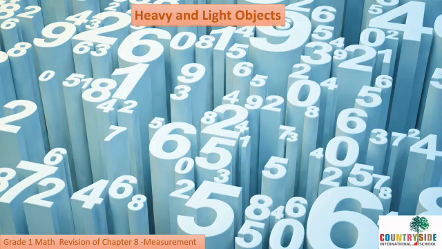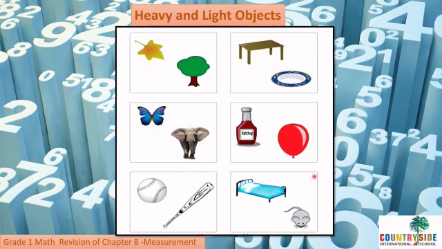Kids, now here are some heavy and light objects. See, this tree is heavier than this leaf. This table is heavier than this plate. And this butterfly is lighter than the elephant. The balloon is lighter than the ketchup bottle. Right? So these are some heavier and lighter objects.